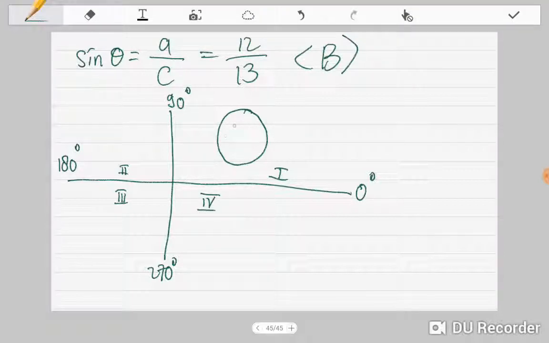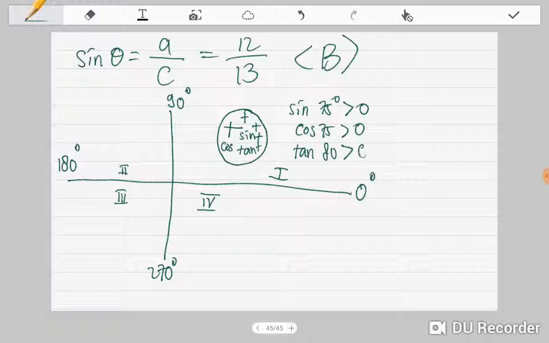In the first quadrant, all of sine, cos and tan have positive values. So like sine 75. Why 75? Because 75 is between 0 and 90. It will be greater than 0. Cos 75 is greater than 0. Tan 80 is definitely greater than 0. So any value between 0 and 90, sine 75, cos 75, tan 80, they're all greater than 0.